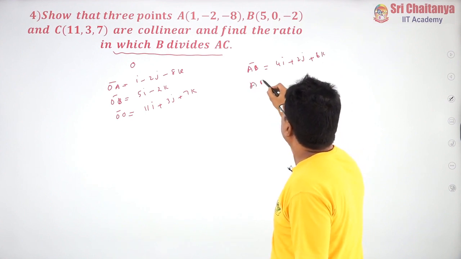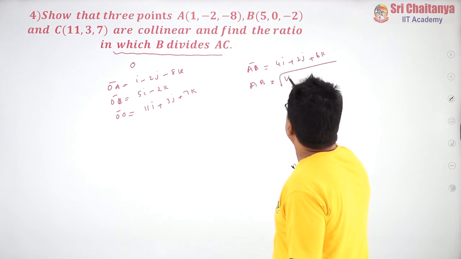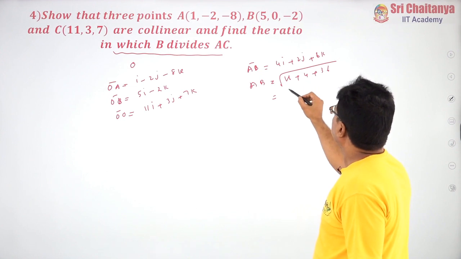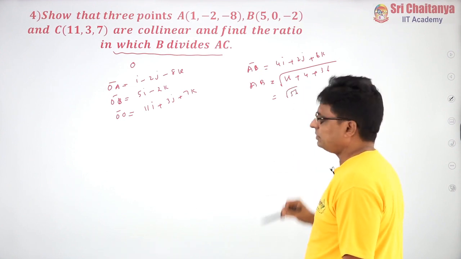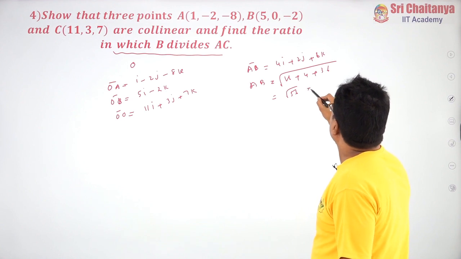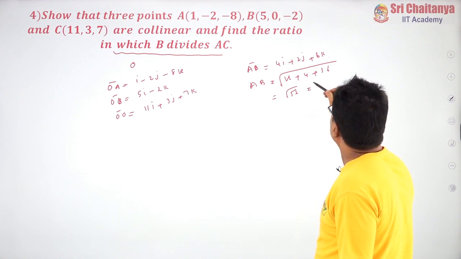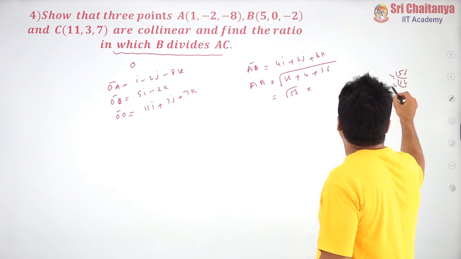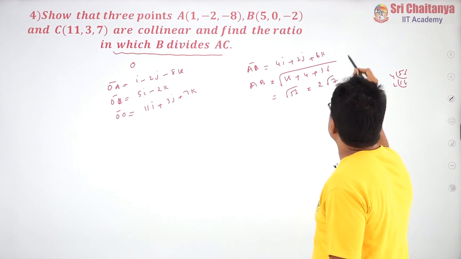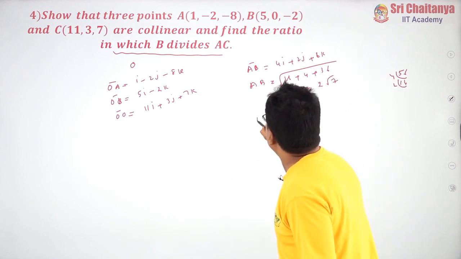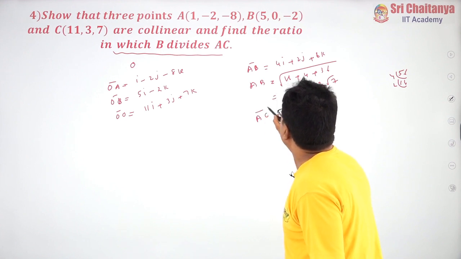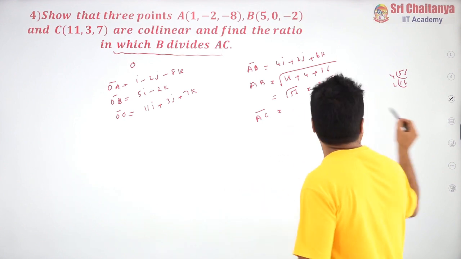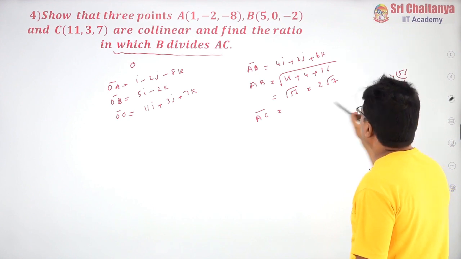Find AB, that is the magnitude, root of 16 plus 4 plus 36. So this is root 56. This I can write as 56, that is 4 ones 4, 4 fours, 2 root 14. Find AB bar, then AC bar or BC bar you can find. There is no problem for me. Better you find BC bar.